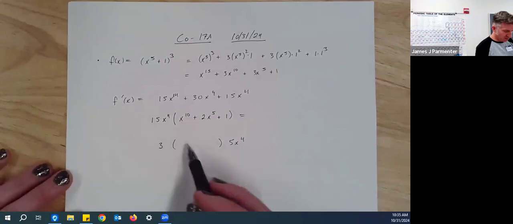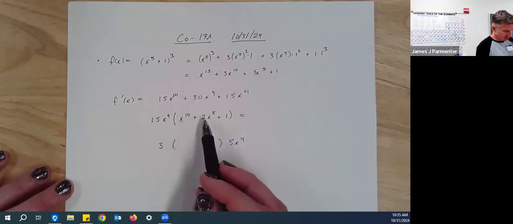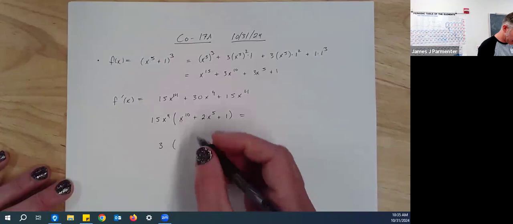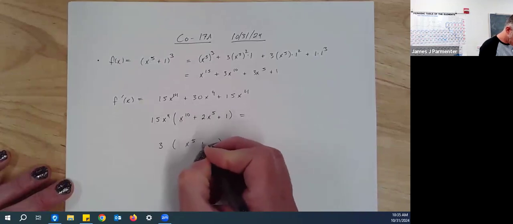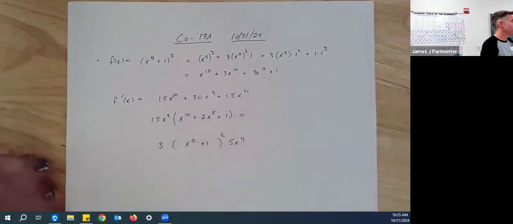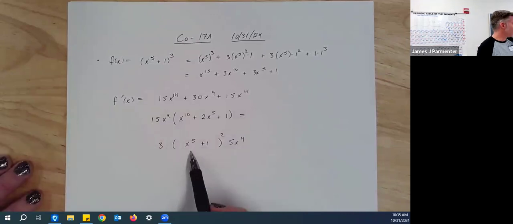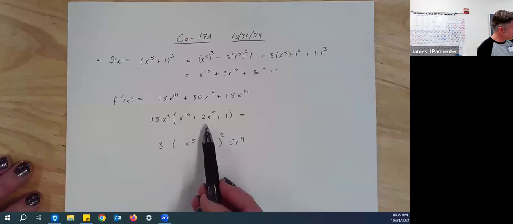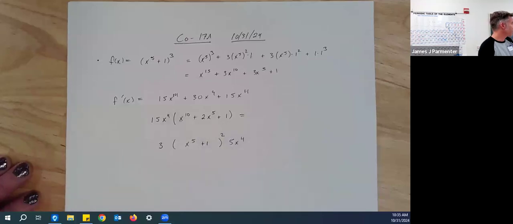And then in the middle here, instead of writing x to the 10th plus 2x to the 5th plus 1, I'm going to write that as x to the 5th plus 1 squared, which it is. If you square that out, you exactly get x to the 5th squared plus 2 times x to the 5th times 1 plus 1 squared, which is that.